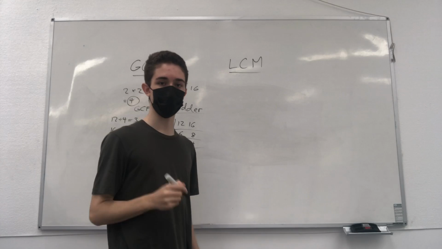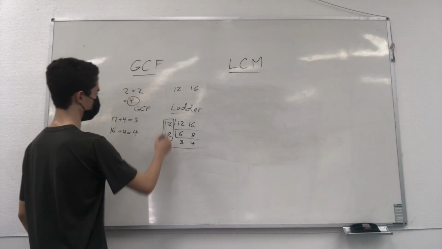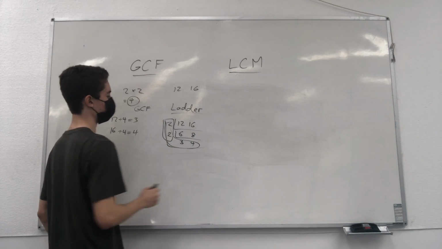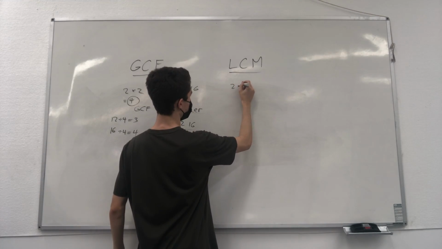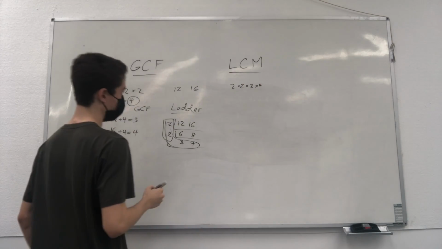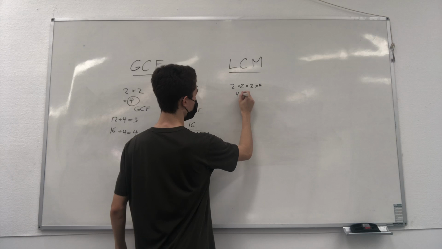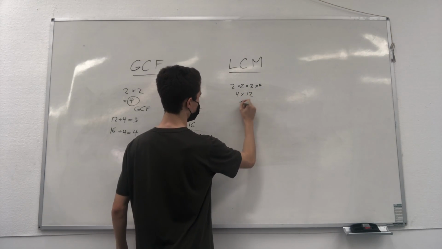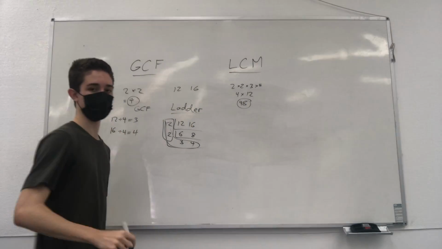Now, how can you find the least common multiple? Well, you take all the numbers in this outer layer, and you multiply them together. So in this case, it's 2 times 2 times 3 times 4. Right? And 2 times 2 is 4. 4 times 3 is 12, 12 times 4 gives us 48. And that is our least common multiple.